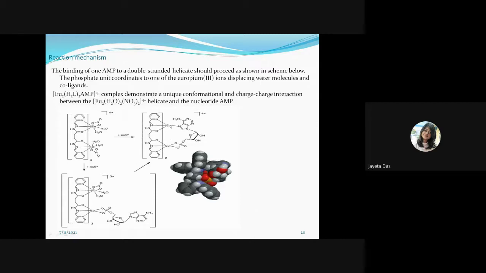And then the next reaction will be that this will bind to another europium, and one banana-type structure will be there. For this specific binding with only AMP, these helicates can show a specific quantum yield, in the case of only AMP. There will be charge interaction between them. So we can detect the presence of AMP in any system by using specific helicates. So this is all. Thank you.